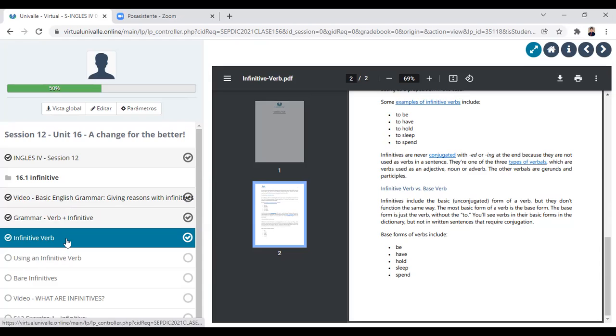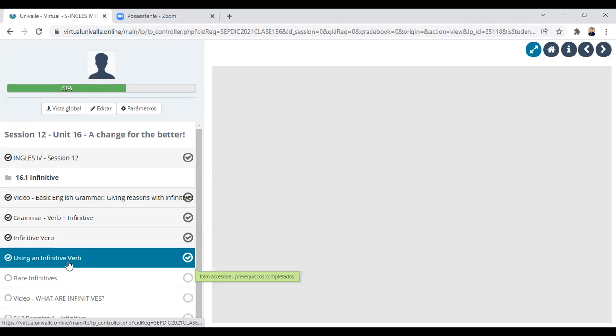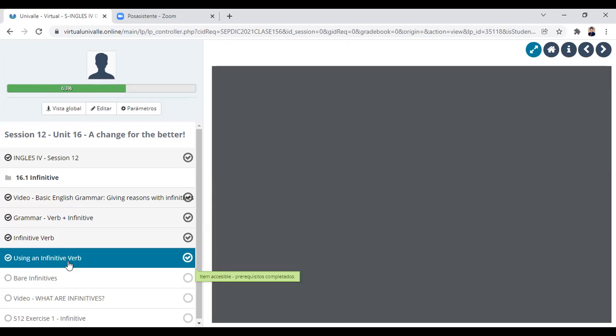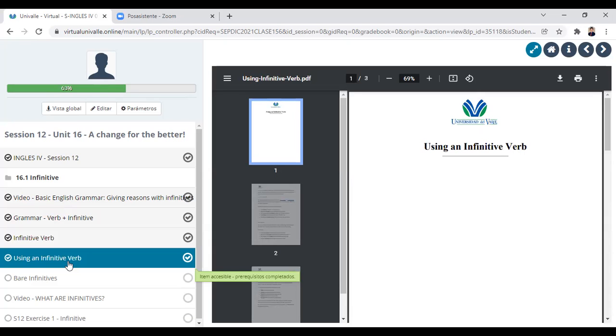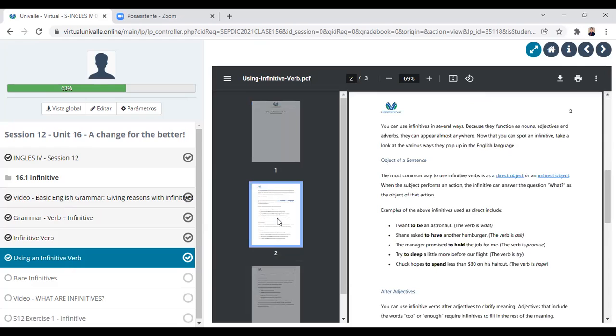Okay, using an infinitive verb in this case. This is grammar, guys, so please pay a lot of attention to this. When talking about using an infinitive, you can use infinitives in several ways because they function as nouns, adjectives, and adverbs. They can appear almost anywhere.